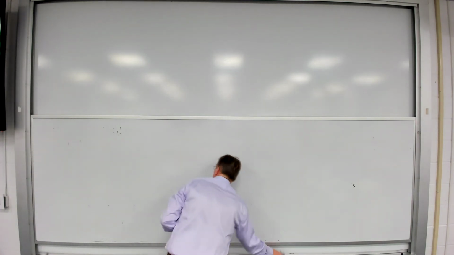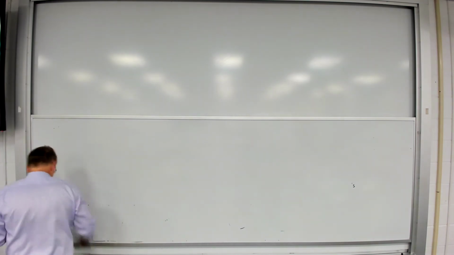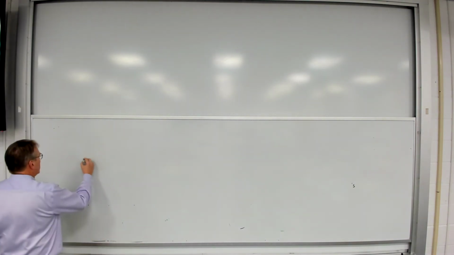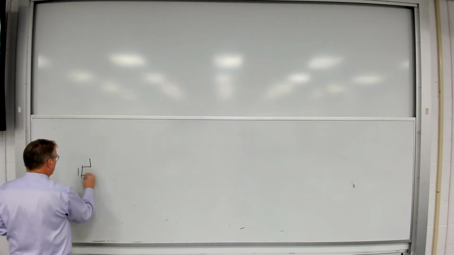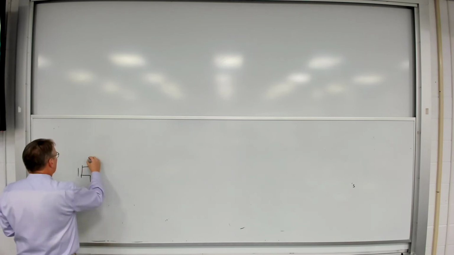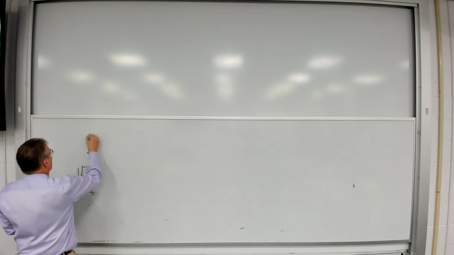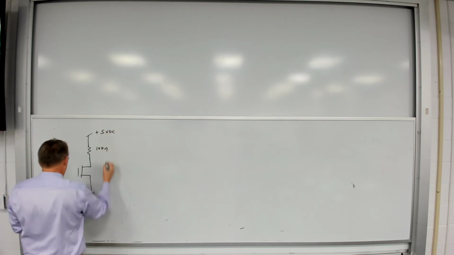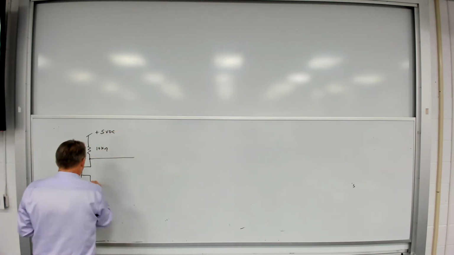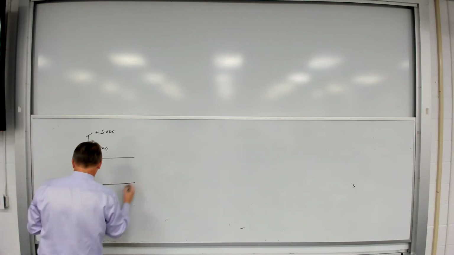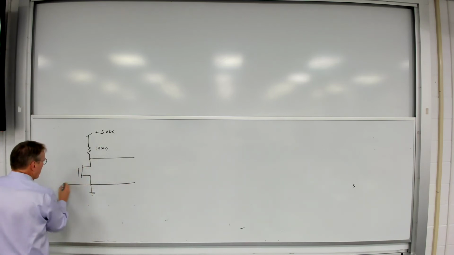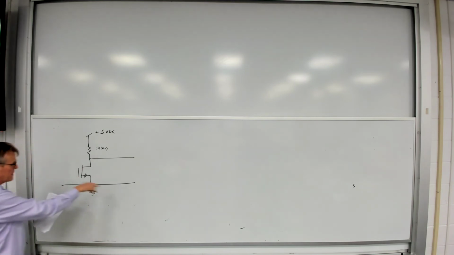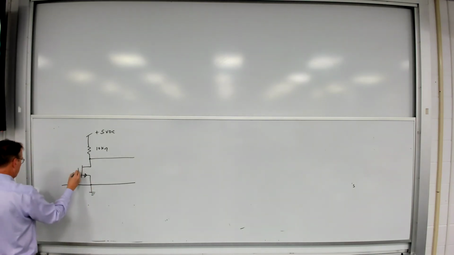Actually, let me redraw that circuit. Shouldn't have erased that. Let me do this instead. Let's draw it over here. So I'm going to draw it a little bit differently here. Let's take this ground terminal, and I'm going to extend this ground terminal a little bit.